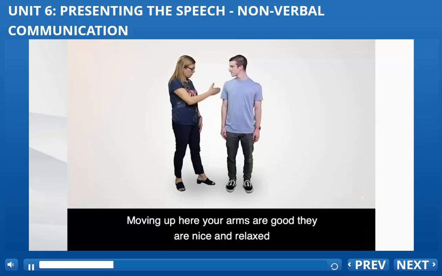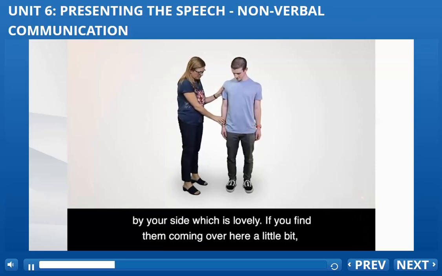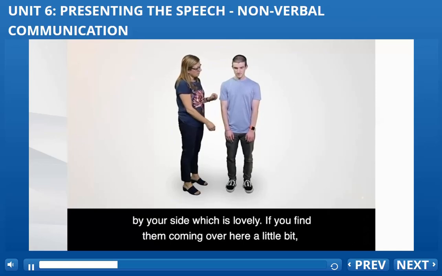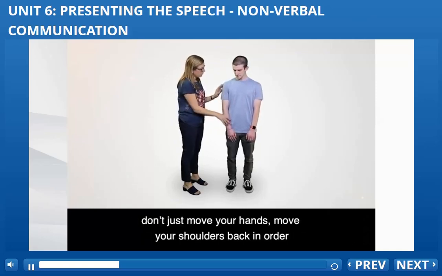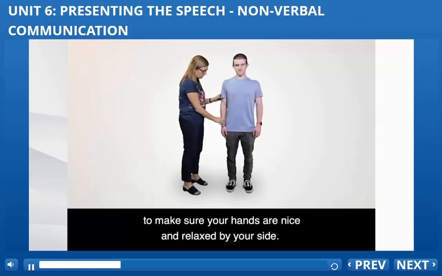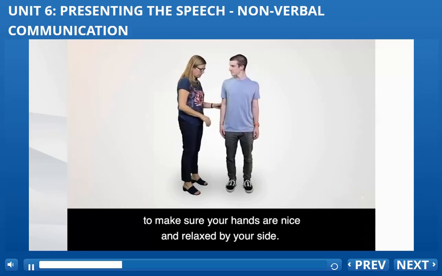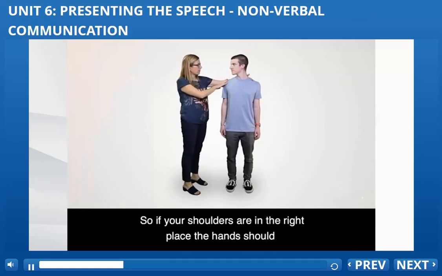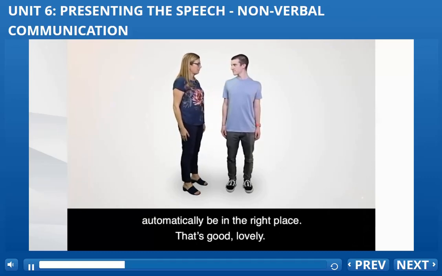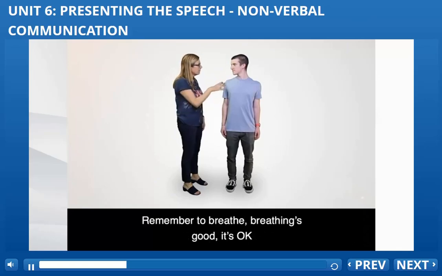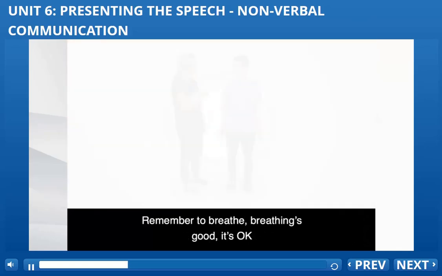Then moving up here, your arms are good now, they're nice and relaxed by your side, which is lovely. If you find them sort of coming over here a little bit, don't just move your hands, move your shoulders back in order to make sure your hands are nice and relaxed by your side. So if your shoulders are in the right place, the hands should automatically be in the right place. So that's good, lovely. Remember to breathe. Breathing's good, it's okay.